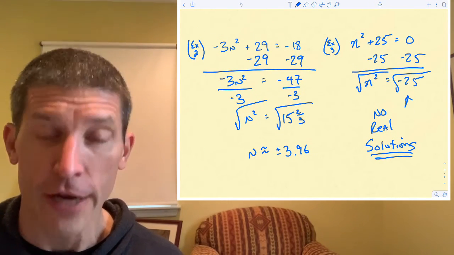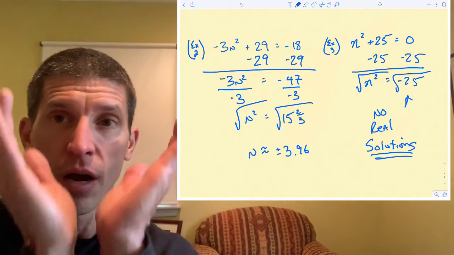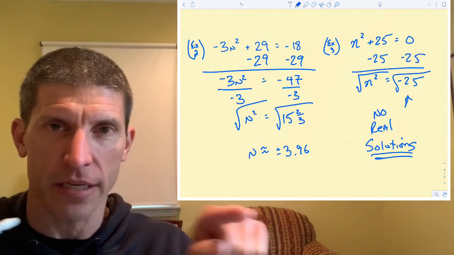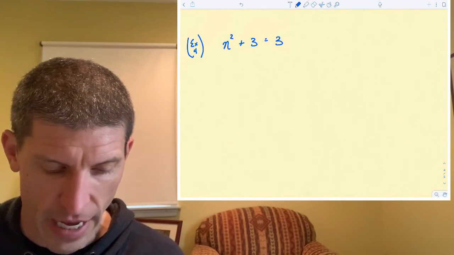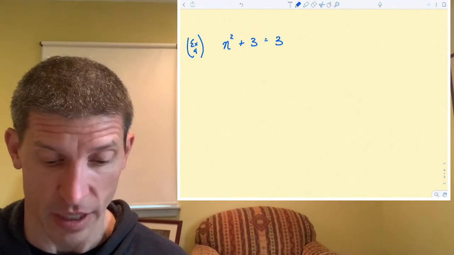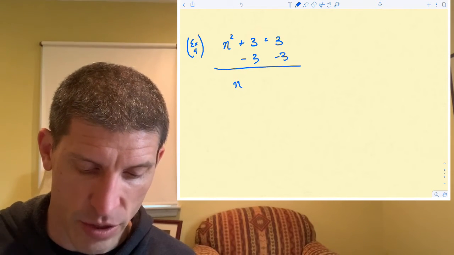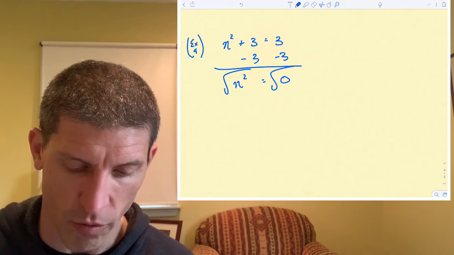Now, final piece, just so we have this as an example. Oh, by the way, if we graphed example number 3, you would expect this graph to be either above or below, but not crossing the x-axis. It's not going to touch the x-axis. That's why we have no real solutions. And for the last one, example number 4, we're going to solve for n one more time. So think about what you would do. Minus 3 to both sides. N squared is 0. Square root both sides.